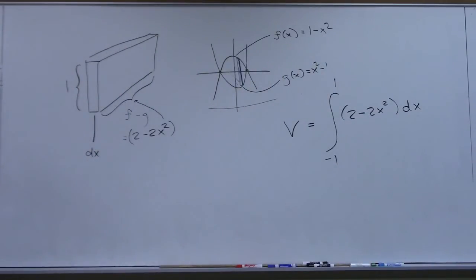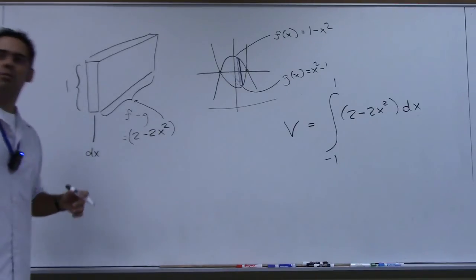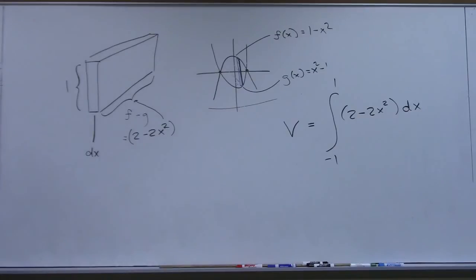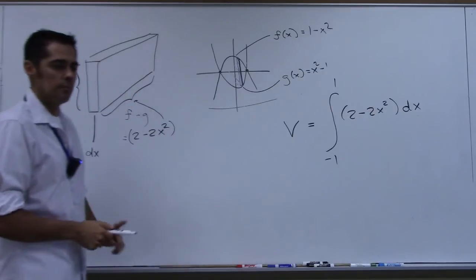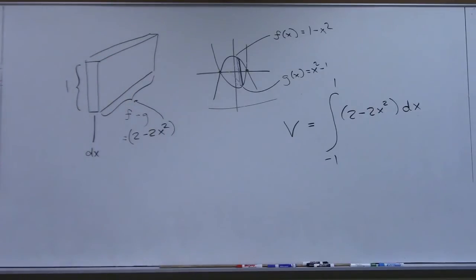There's no 2 pi in there. There's no pi r squared. We're not doing washer. We're not doing a disk. We're not doing a shell. We're coming up with a formula for one slice, and we're adding them all up. That would be pretty easy to evaluate, wouldn't it? Any questions?